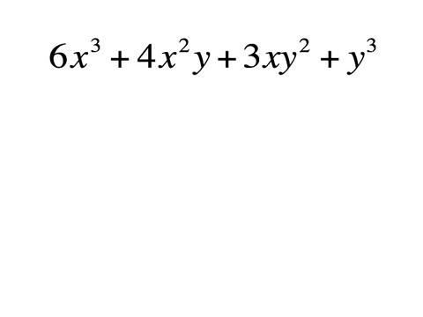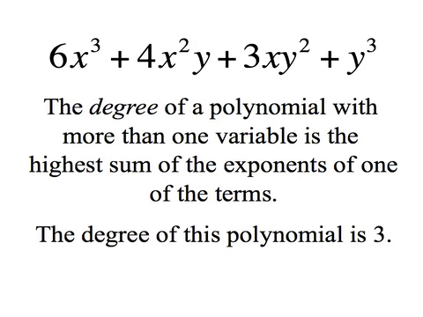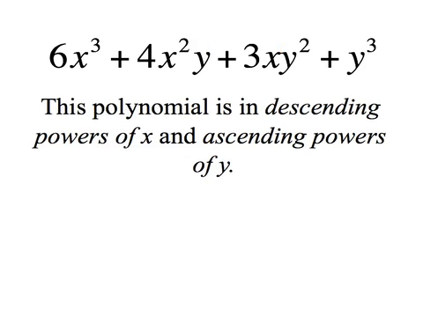Well, let's take a look at this polynomial that has 4 terms and lots of exponents. The degree of a polynomial with more than one variable is the highest sum of the exponents of one of the terms. And the degree of this polynomial is 3, because notice we're allowed to write in the exponents that aren't there, because y is the same as y to the first, and x is the same as x to the first. So the highest exponent in this polynomial is 3, but the middle 2 terms, the 2 and the 1, add up to 3. So every one of these terms have exponents that add up to 3. So the degree of this polynomial is 3.